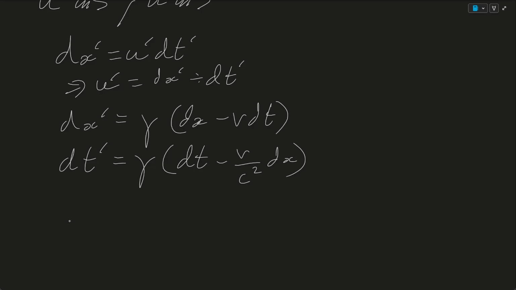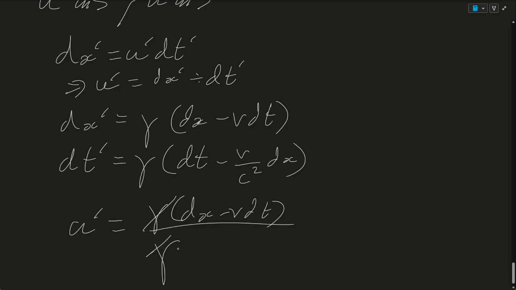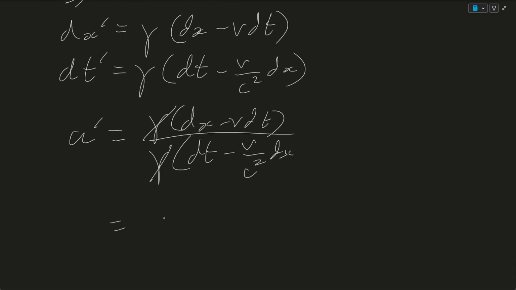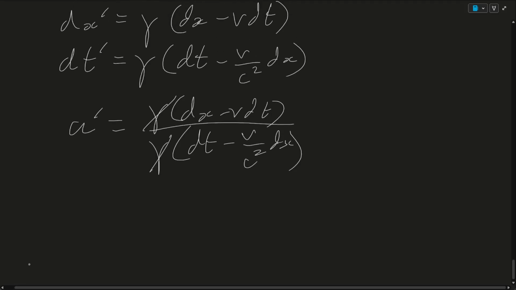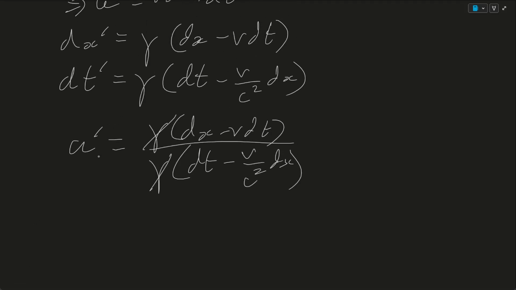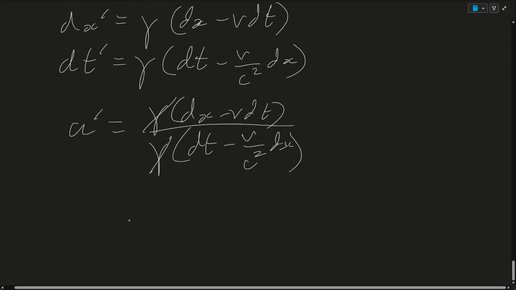Now we can divide them. So that over that, then u dash is equal to gamma (dx minus v dt) over, gamma's going to cancel, dt minus v over c squared dx. I'm not even going to bother writing that again. It's literally just that expression in the brackets. And we can divide top and bottom by dt.